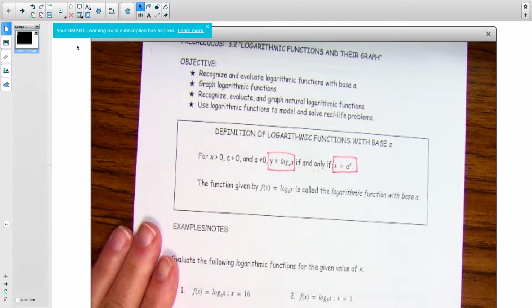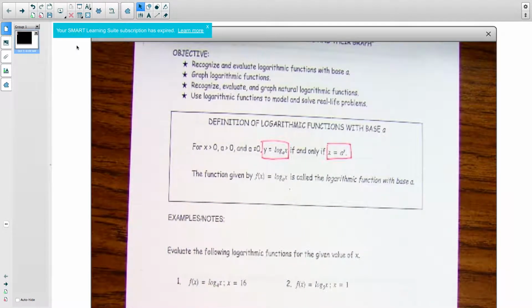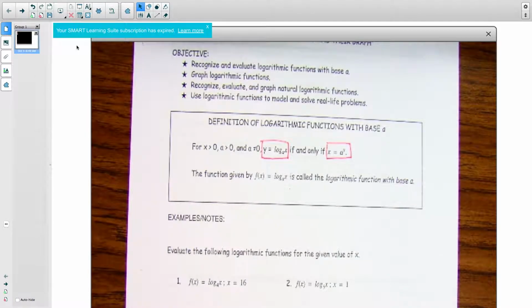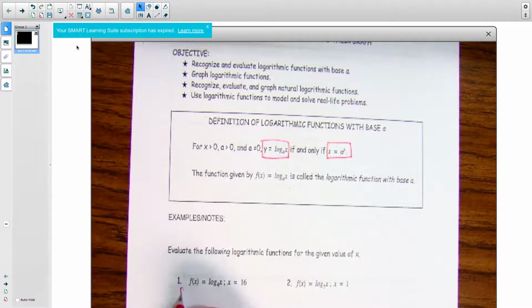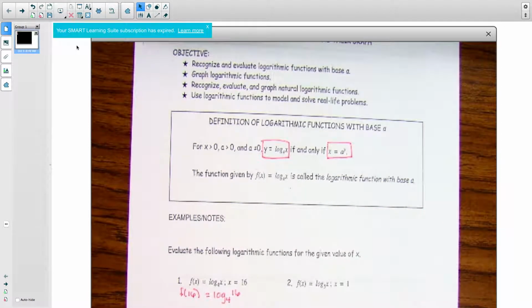Okay, this is an important definition. This is going to help us throughout our studies in the next two sections, logarithms and natural logs. You should be able to go between log form and exponential form. All right? So first thing we're going to do is evaluate the following logarithmic function for the given value of x. So they want us to find f of 16, which is log base 4 of 16.